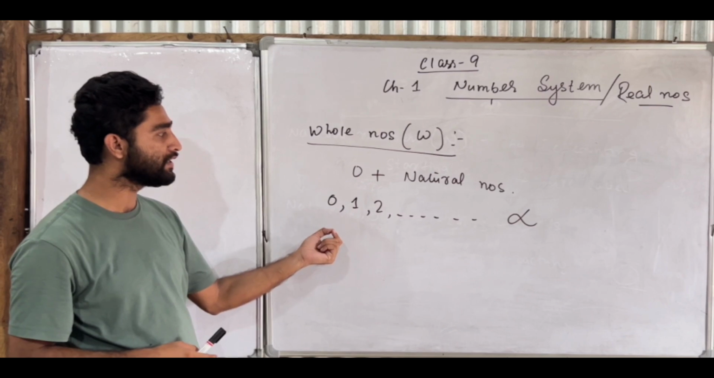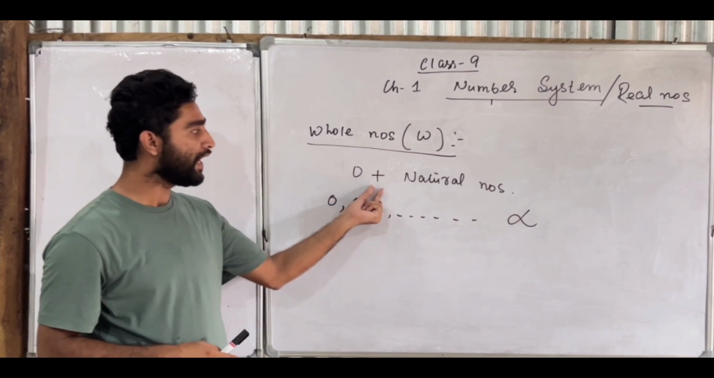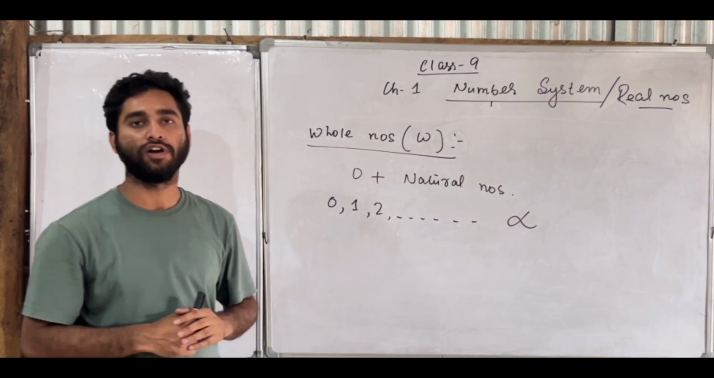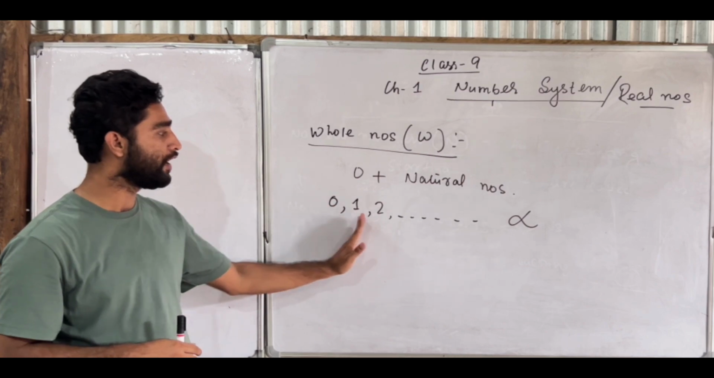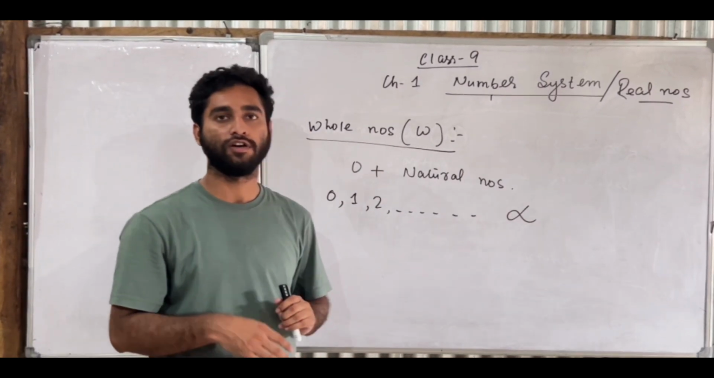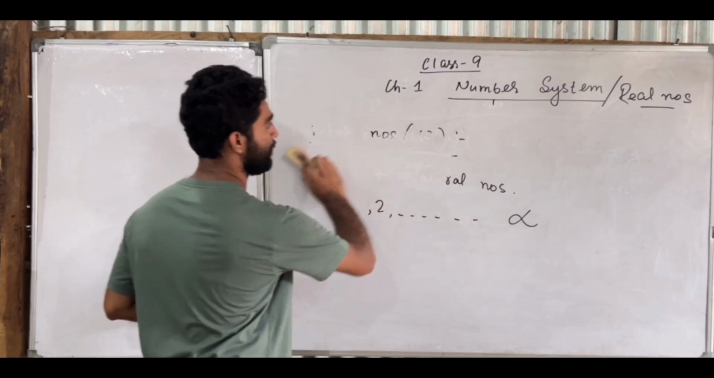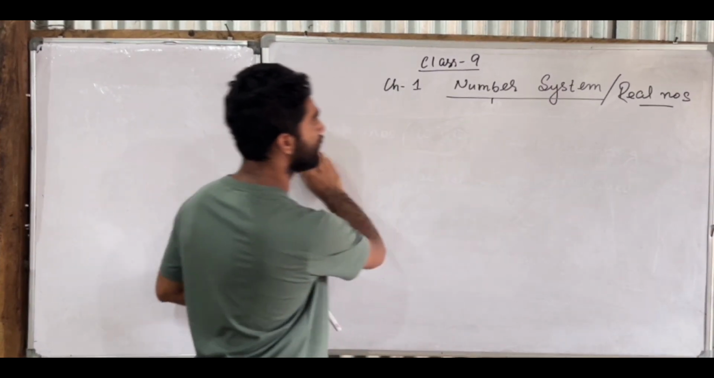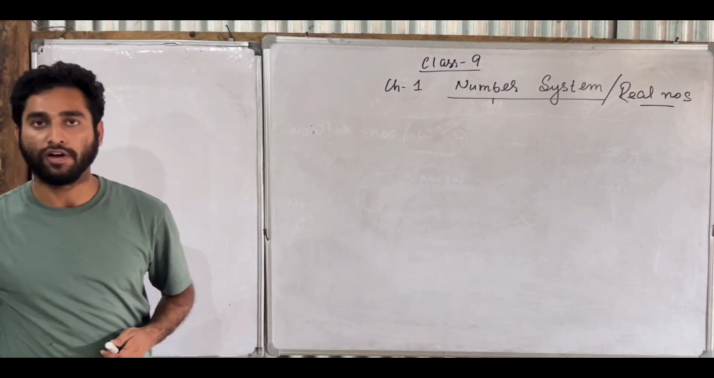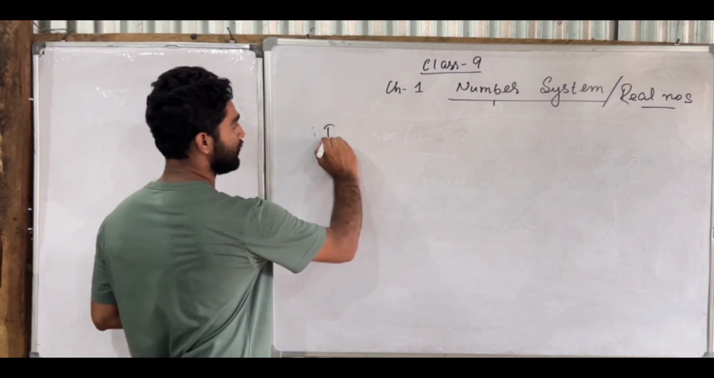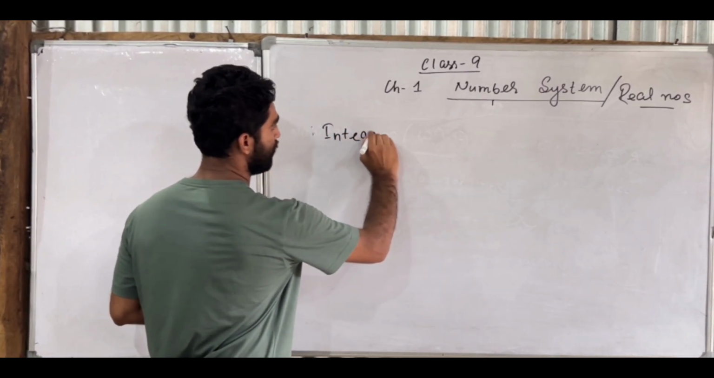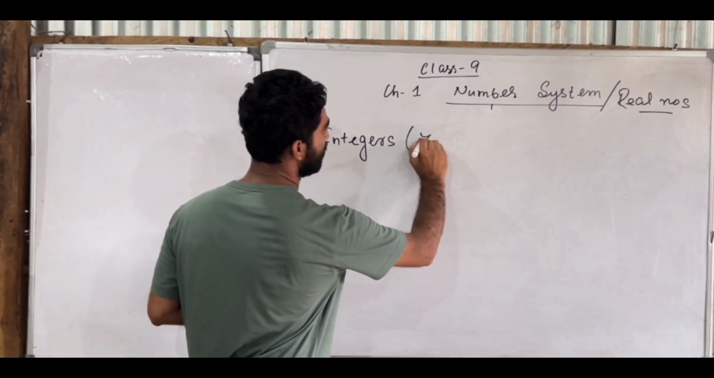So what are whole numbers? 0 plus all the natural numbers are called whole numbers. Starting from 0, 1, 2 till infinity are called whole numbers. Then the next type of number are called integers. Integers. It is denoted by Z.